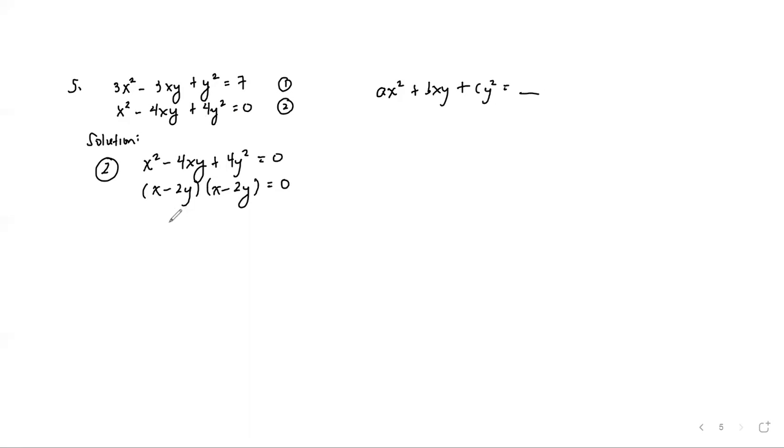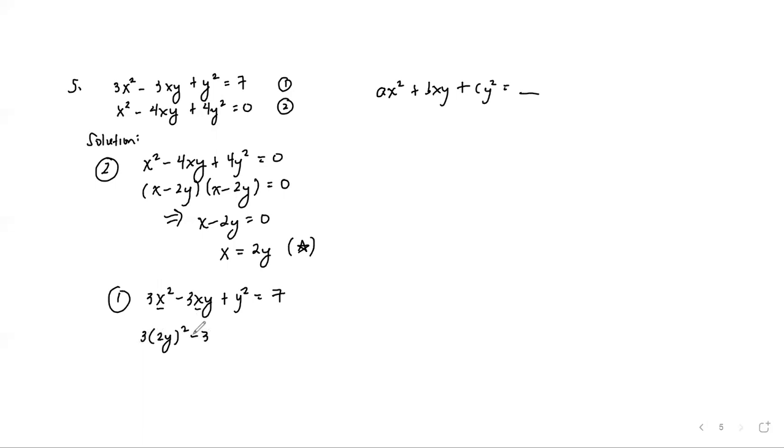So this will actually imply that x minus 2y is equal to 0 because the factors are the same. And this would mean that x is equal to 2 times y. So from this, we call this the star. So this star equation will be substituted to equation number 1. So equation 1 is x squared minus 3 times x times y plus y squared equals 7. So every occurrence of x will be replaced by 2y.